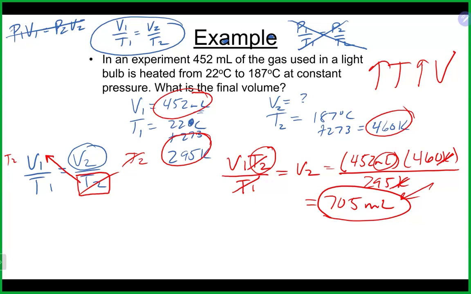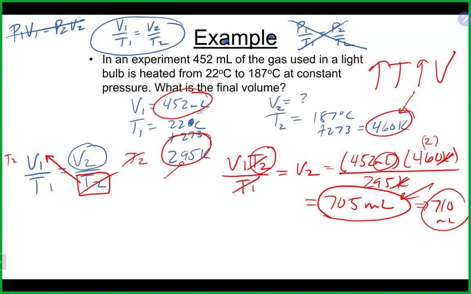Truthfully, we should probably round that. Since we did convert it to Kelvin at this point, these guys did technically end up at three significant figures, although the 460, it depends on how you write that one. It could be 2 or 3, so 2 or 3 would be okay in this case. I didn't write the decimal there. So technically speaking, this would be 2 significant figures, which means this really should go to like 710 milliliters if we round it. Question, yeah.